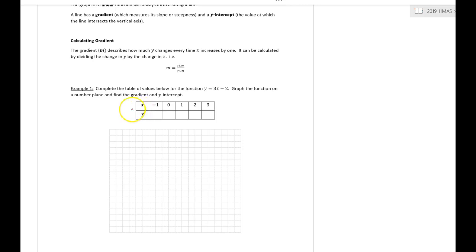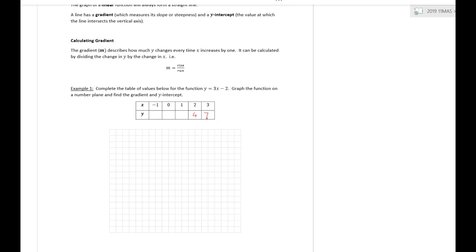So we could work from left to right. Let's choose something nice here. I'm going to say, well, what if my input is 2? It says to multiply it by 3. 3 lots of 2 equals 6. And then take 2 away. Leaves me with 4. Okay? So this function means that when I put 2 in, I get 4 out. What happens when I put 3 in? Well, 3 lots of 3 is 9. Take 2 away, I get 7 out.